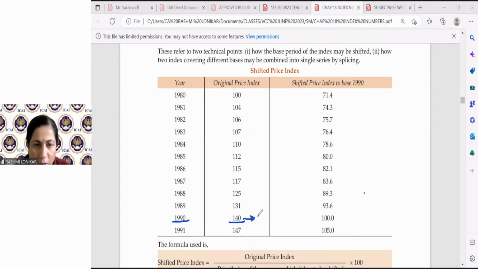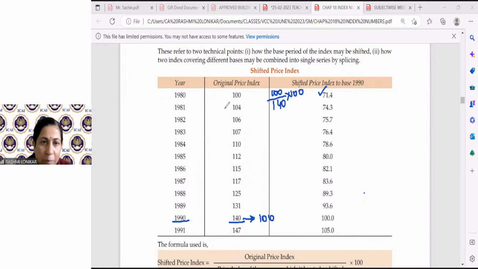If I shift the base to 1990, this will become 100. Now I have to find the original price in terms of the new base. So original is 100 and the new base is 140 into 100. So how much will this be? 100 into 100 divided by 140. So I'm getting this as equal to 71.4.